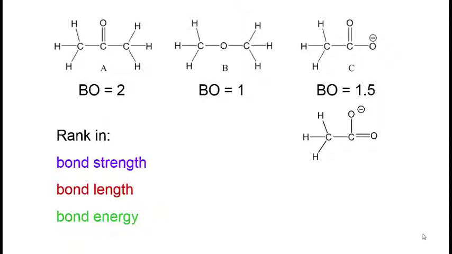Once we have the bond orders, we know that structure B with a bond order of 1 would be the weakest, while structure A with a bond order of 2 would be the strongest. Structure C would be intermediate. For bond length, the ordering is the other way, with the double bond in A being the shortest and the single bond in B being the longest. Bond energy takes on the same order as bond strength. The weakest bond in B has the smallest bond energy.